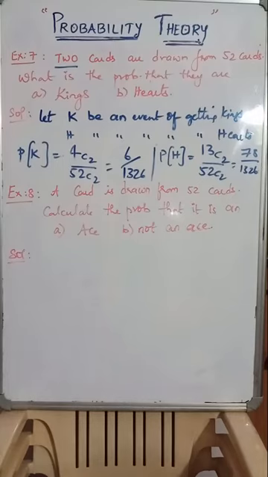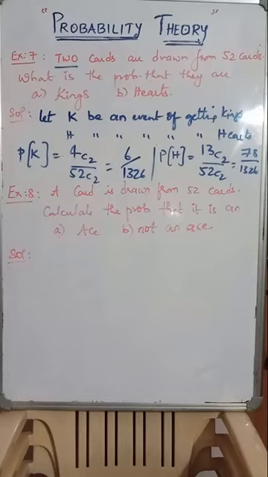Let K be an event of getting both the kings and H be an event of getting both the hearts. So first of all, learn how many kings will be there from the total set 52: 4 kings, and hearts will be 13, right? Therefore favorable cases: out of 4 kings we need 2 kings, so 4C2 divided by exhaustive cases. Out of 52 how many are picked? 2. So 52C2, and the answer is 6 divided by 1326.